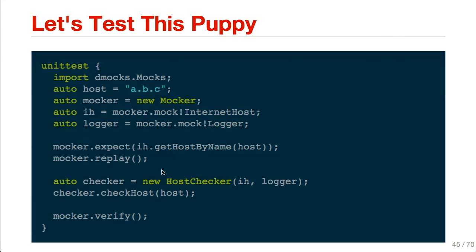When I say replay, it switches modes from recording what happens to actually getting ready to verify what's called. I'm passing this mock object to the class under test. The class under test has no idea whether it's being passed the actual implementations or mocks that model the implementation. As long as they adhere to the interface of the class in its constructor, it'll work just fine. And then I call the method checkHost, and I pass in the host in question.